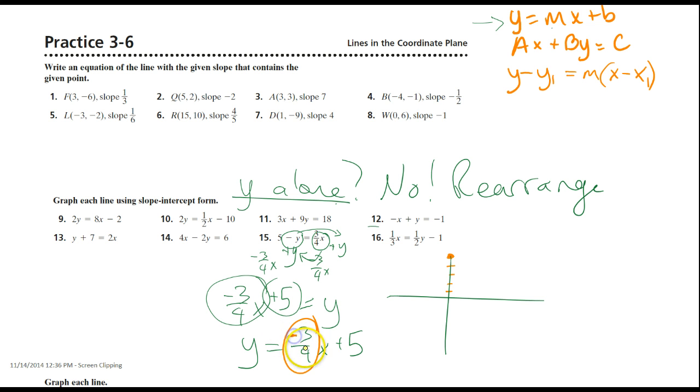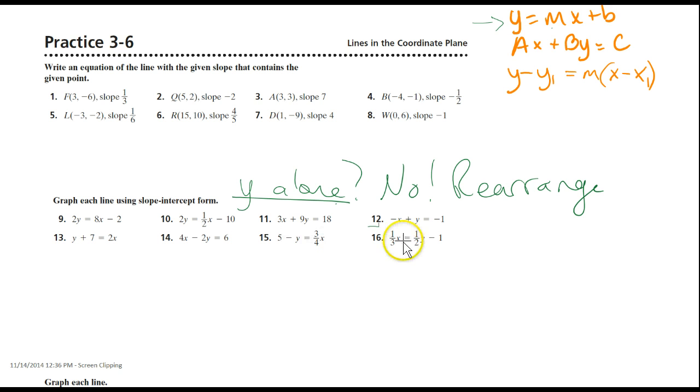Down 3, but still to the right 4. 1, 2, 3, and over 4. 1, 2, 3, 4. Down 3, 1, 2, 3, and over 4. 1, 2, 3, 4. There you go.